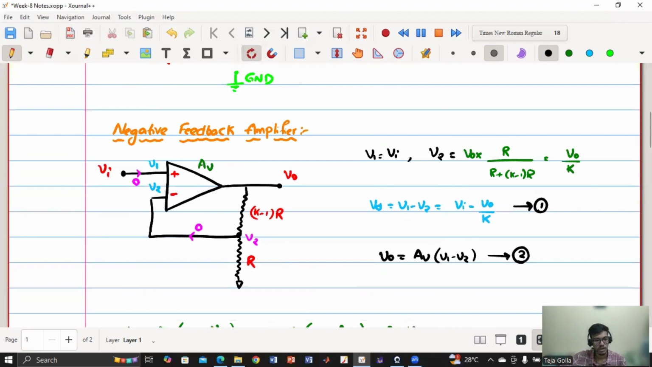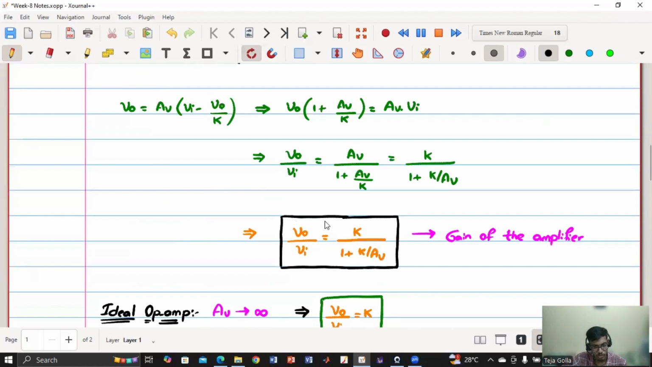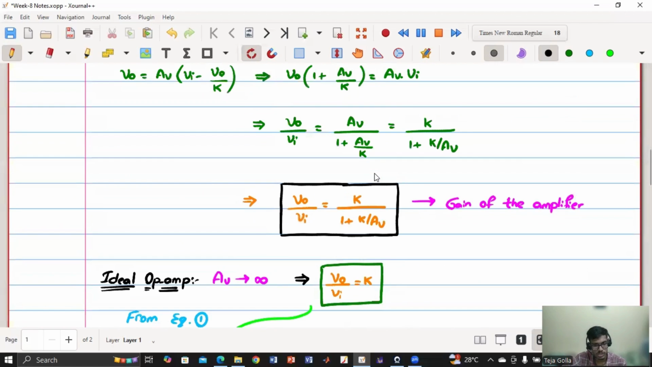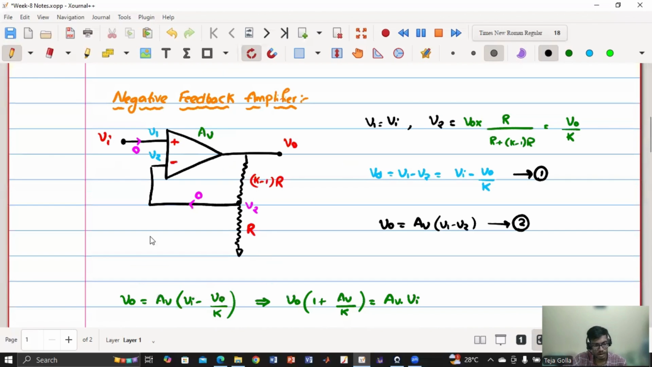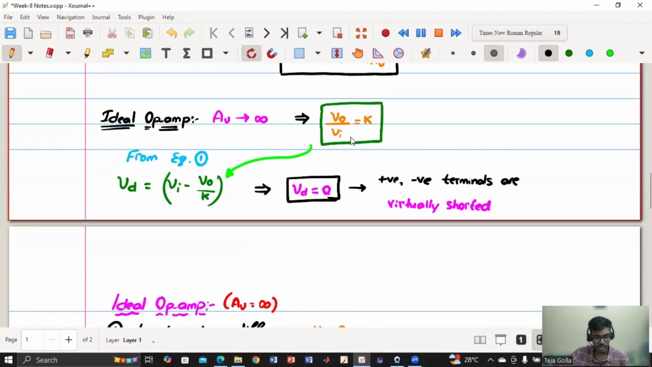There might be a question where they will give an amplifier and they will ask for finite gain, what is the V naught by Vi? Then we'll use V naught by Vi is K by 1 plus K by AV, because AV is finite. If AV is infinite, then we can say that V naught by Vi is K. So there might be questions where they will ask what is the V naught by Vi, which is the gain, if it is having finite AV, or if it is having infinite AV, what is the value of V naught by Vi?